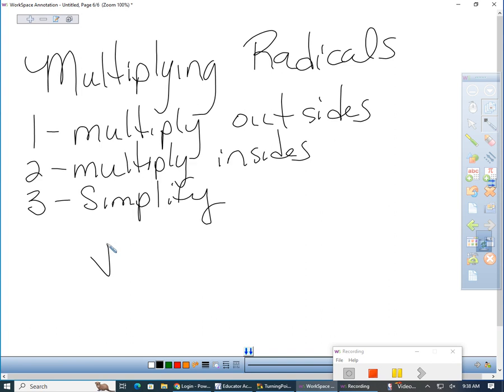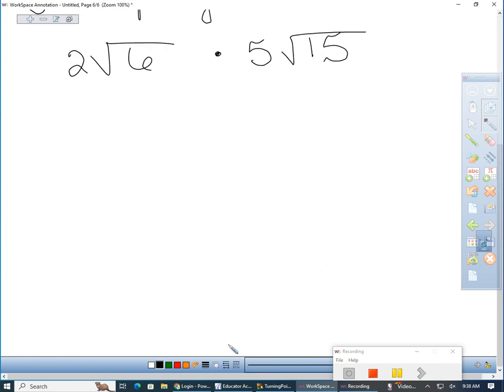So let's say I have 2 square root 6 times 5 square root 15. All right, so step one says we multiply our outsides. So what is 2 times 5? Okay, then we multiply our insides. What's 6 times 15? All right, so now we got to break down or simplify 90.